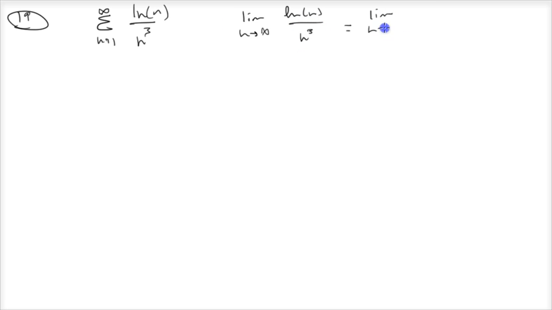So by L'Hopital's rule, as n approaches infinity, this turns into a 1 over n, and this turns into a 3n squared, but because there's another n, that's going to be a 3n cubed. Now when we put the infinity in here, this is going to be equal to 0, so we don't know if it diverges or converges. It could be either. So we're going to do our integral test.